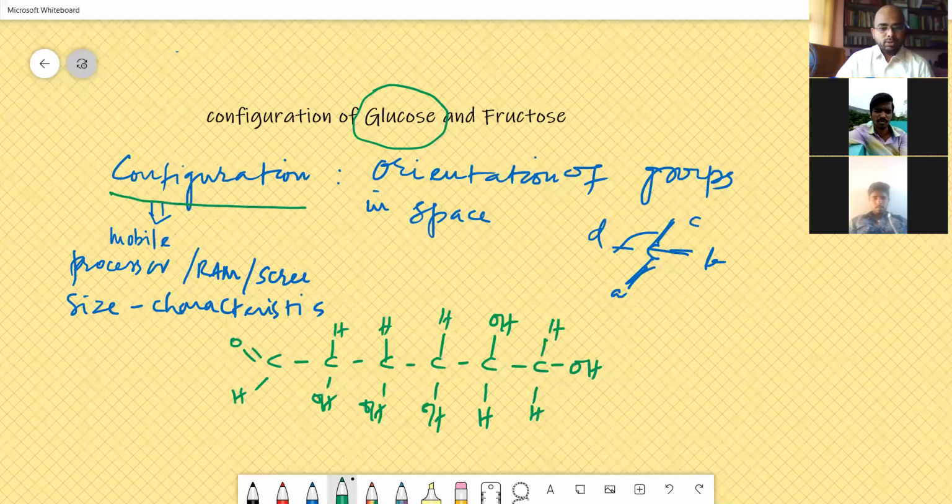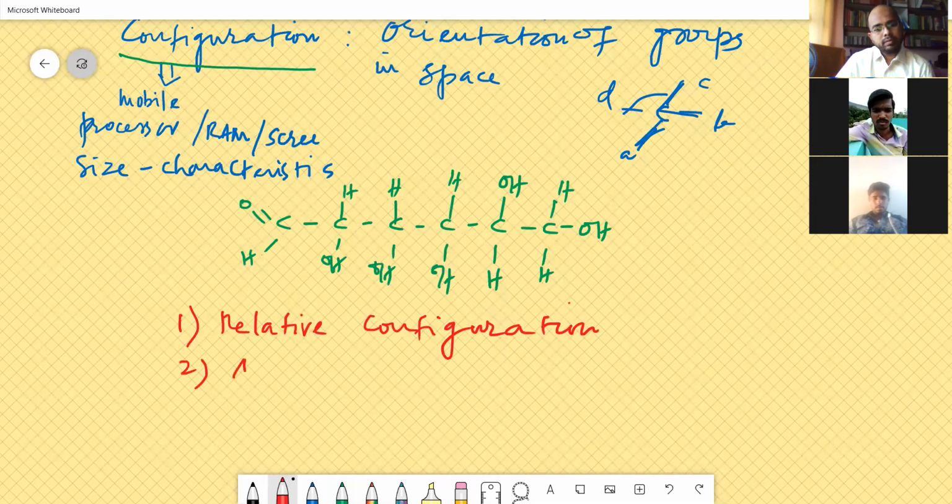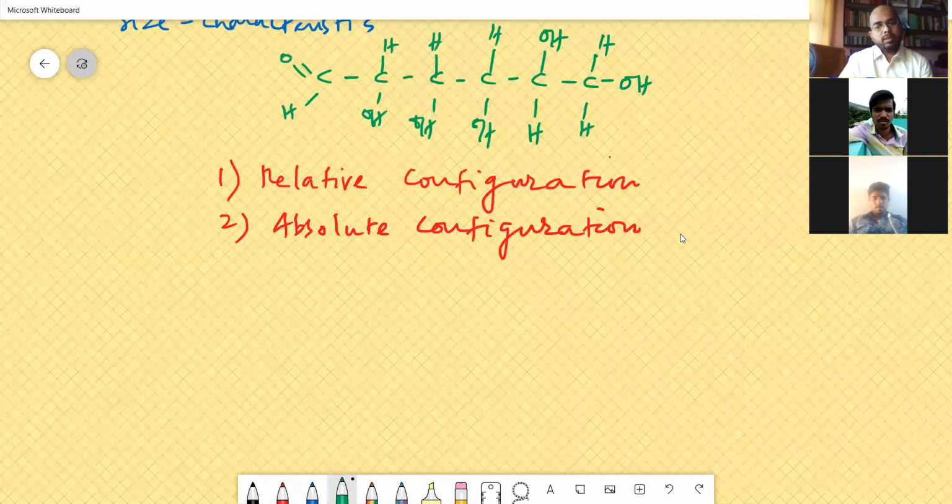So I told you that there are 2 types of configuration we establish. One is a relative configuration, the other one is absolute configuration. Relative configuration means it is related to something. I already told you what is the relative configuration. That is, you relate this to some property.